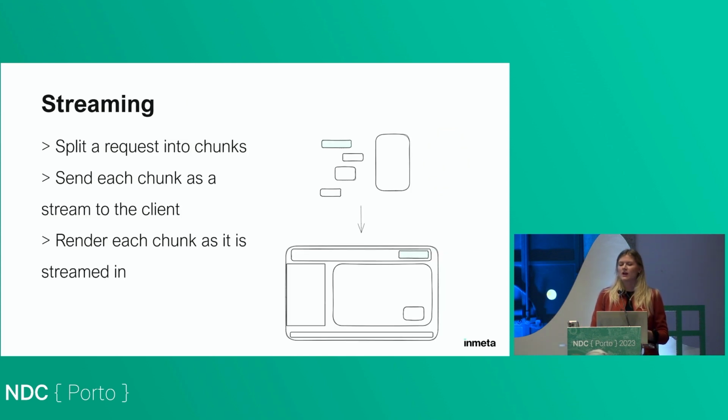Let's also mention the concept of streaming. It's a part of the fetch API of ES6, and it's available in React 18, and it's a big part of React Server Components performance. Streaming allows you to break down a request into smaller chunks and progressively send those chunks from the server to the client, then render each chunk as it's streamed in. We can use it to send components down to the client as soon as they've been generated.